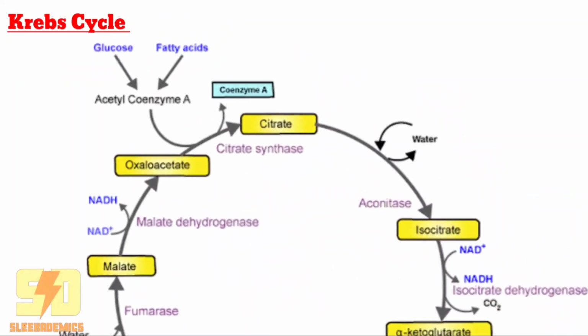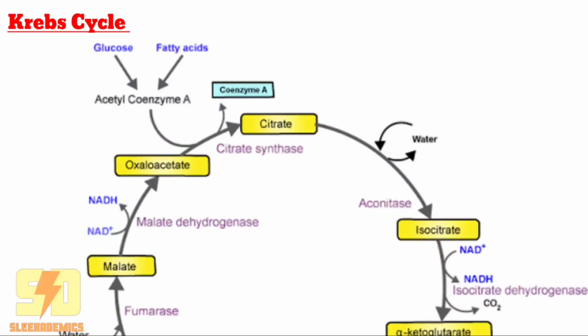Then acetyl-CoA goes on to facilitate movement into the Krebs cycle, and the first molecule it comes in contact with is a 4-carbon molecule known as oxaloacetate. It combines with the 2-carbon molecule acetyl-CoA to form a 6-carbon molecule, citrate, and this is facilitated by an enzyme known as citrate synthase.